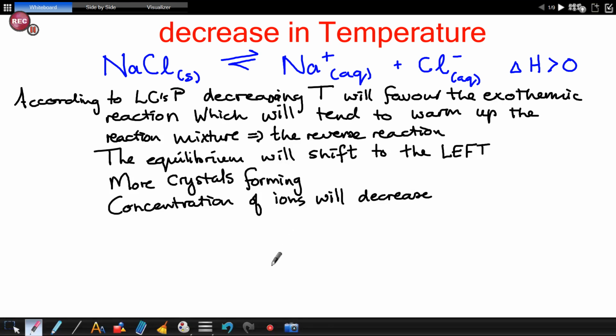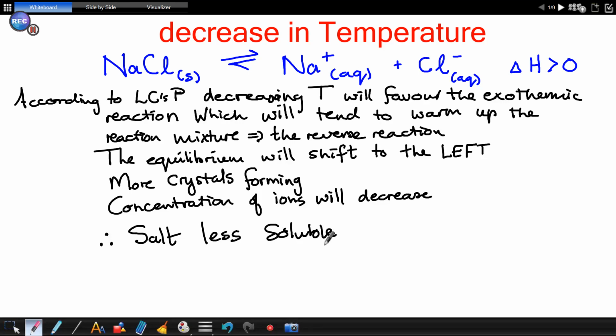Are you happy? So decreasing temperature makes the salt less soluble. There'll be less salt, there'll be more crystals and less ions in solution. So decreasing the temperature makes the salt less soluble.